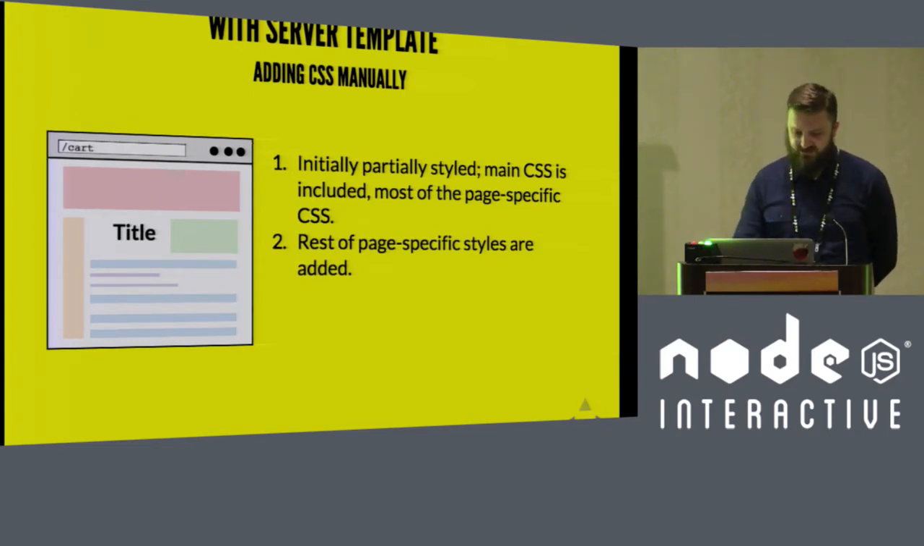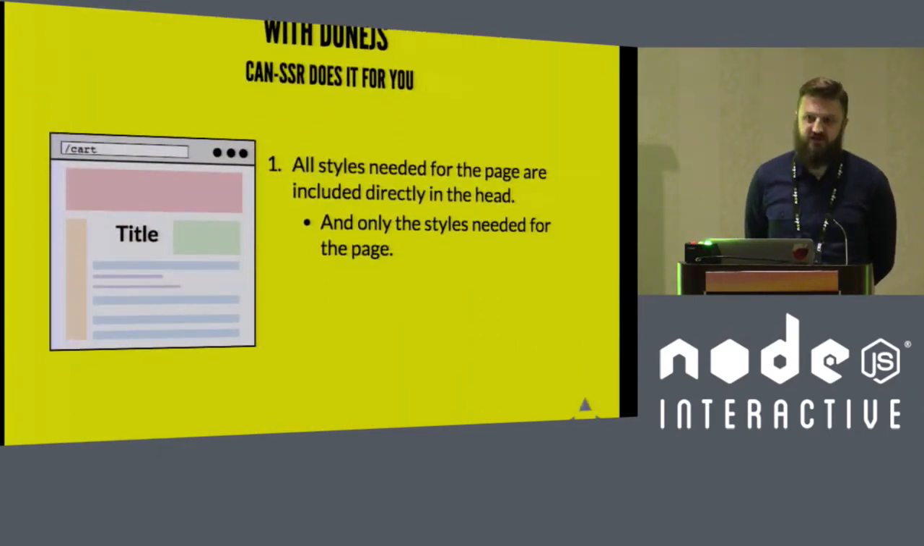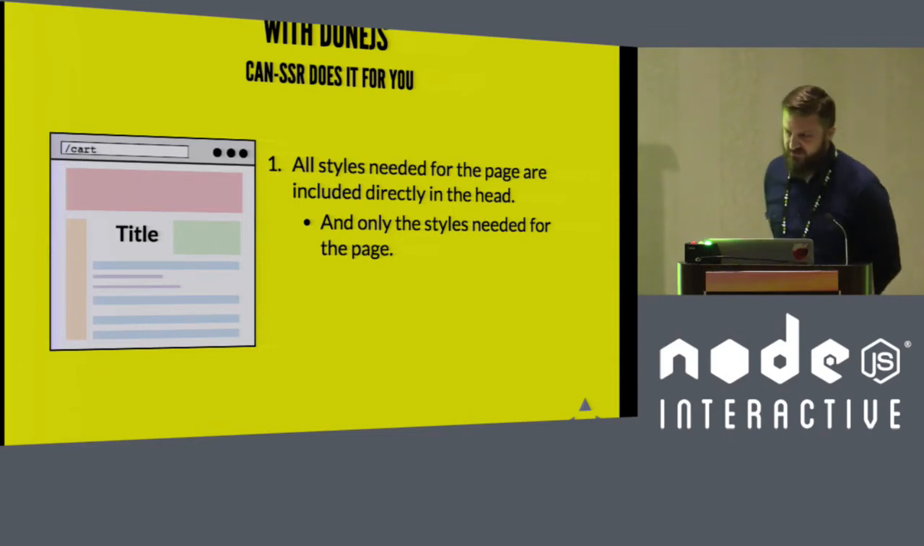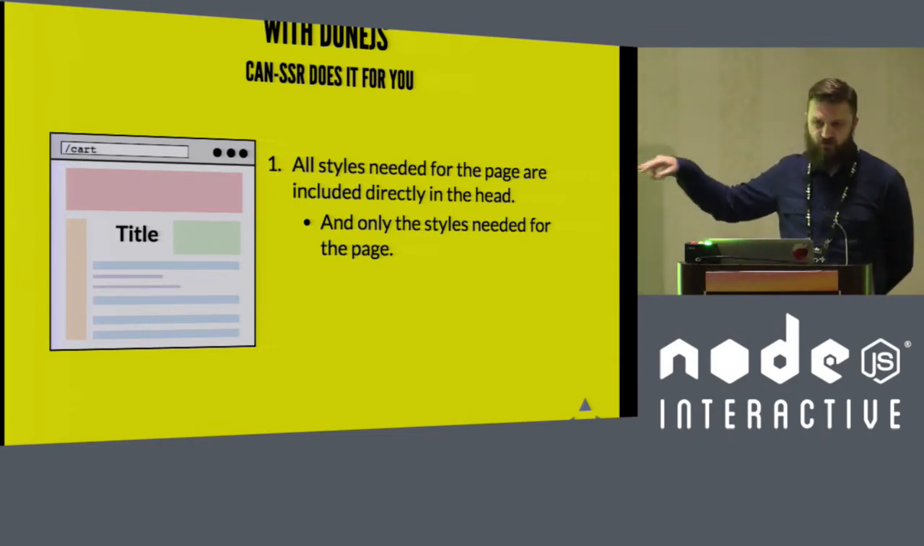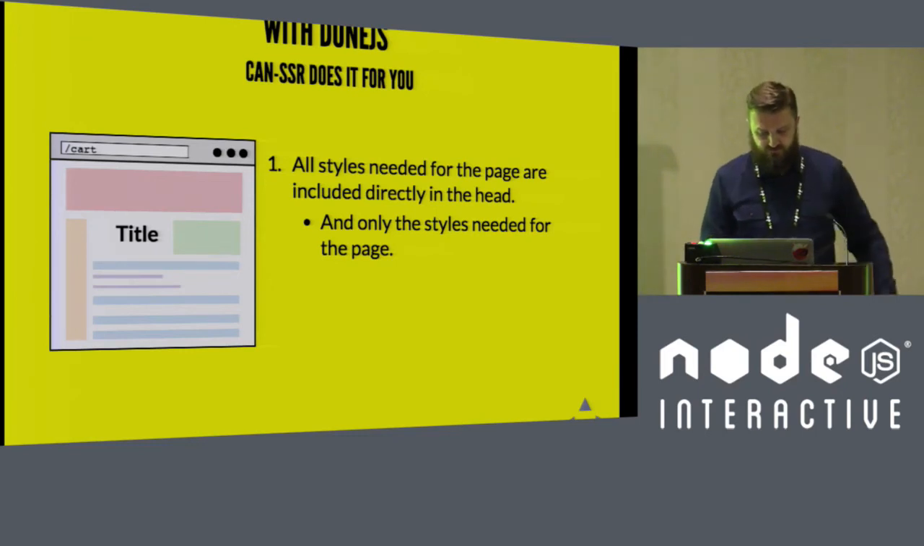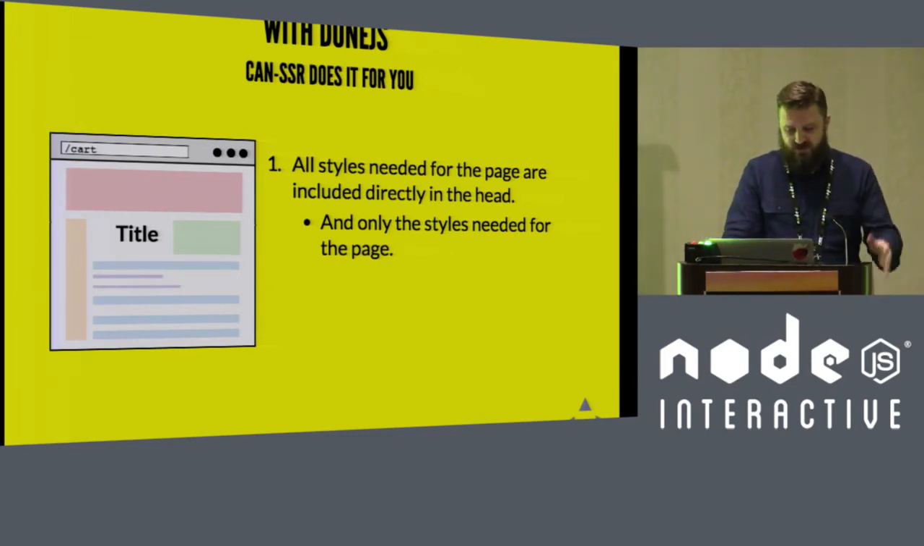So what CANSSR does is it actually just sticks everything into the document. It renders everything right away. So all styles are included. In this example, the head of the document will include main.css and it will include cart.css. So it's something that CANSSR gives you. There might be other libraries that do this, but I think we do it very well.